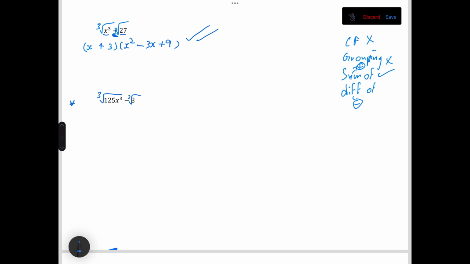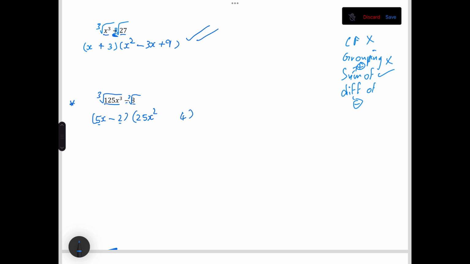Now this is the difference of 2 cubes, the next one. And so now it's going to be the cube root of 125 is 5x there. And then the cube root of 8 is 2. Because it's a minus, we keep the minus sign. And so now 5 times what gives me 125? So 25x squared. And then 2 times 4 gives me 8. So 4 as a constant term.